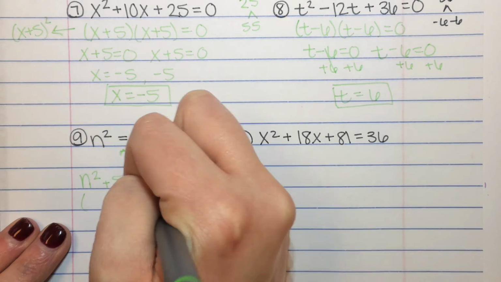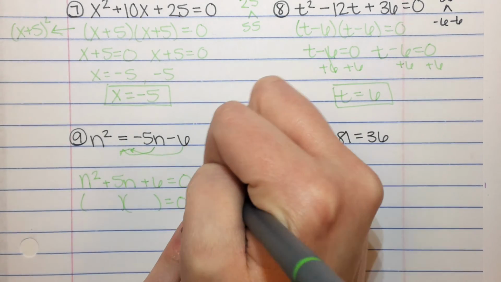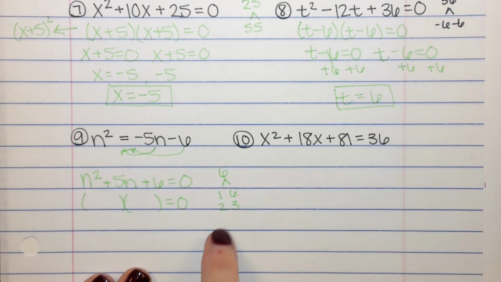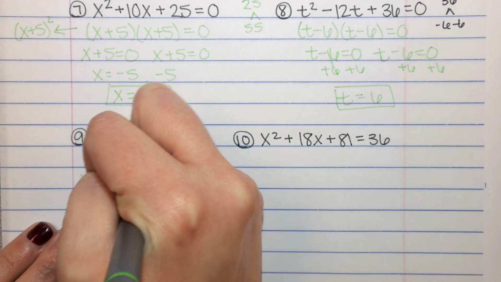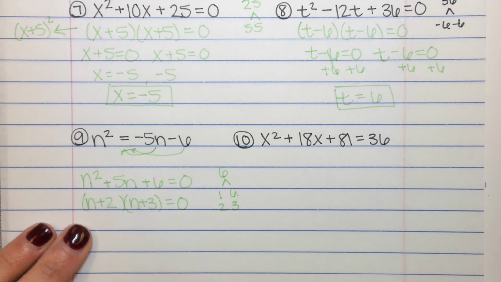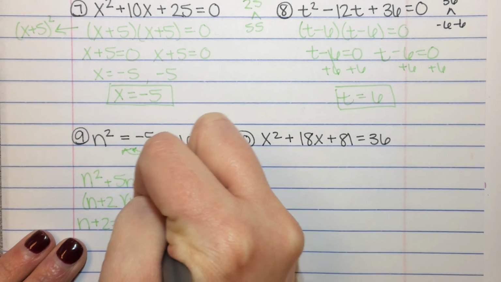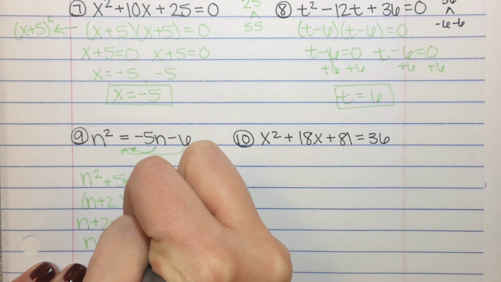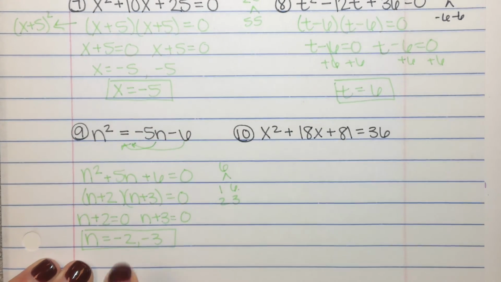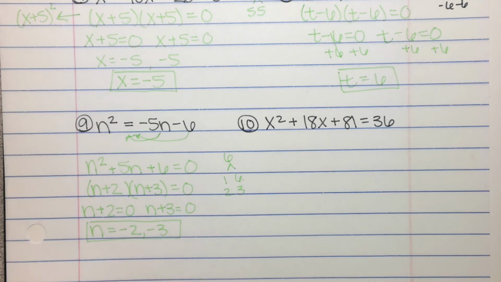Now we need our factors. Okay, we need factors of 6 that add to give me 5. So 1 and 6, 2 and 3. Which pair works? 2 and 3. So n plus 2 and n plus 3. All right, so now we set those equal to 0. So my solutions are going to be -2 and -3. You can put those in numerical order if you want to, but I think Math Excel will take it even if they're backwards. I think that's fine.